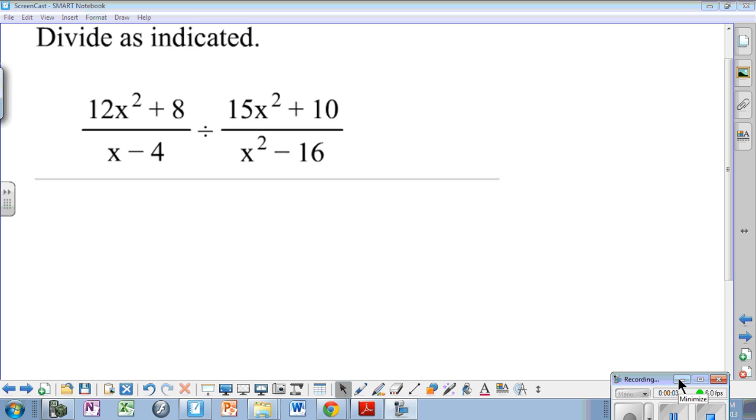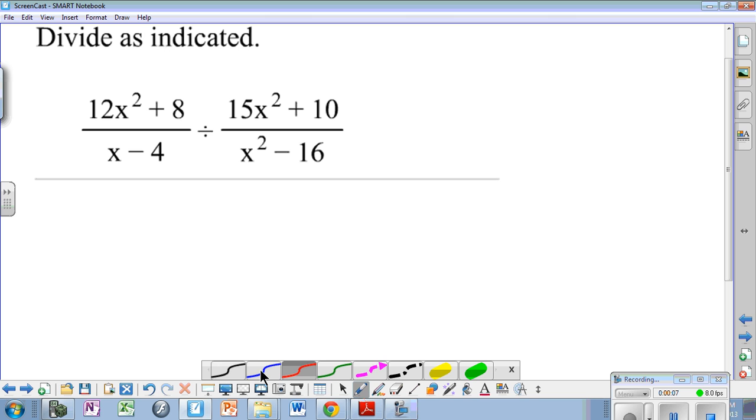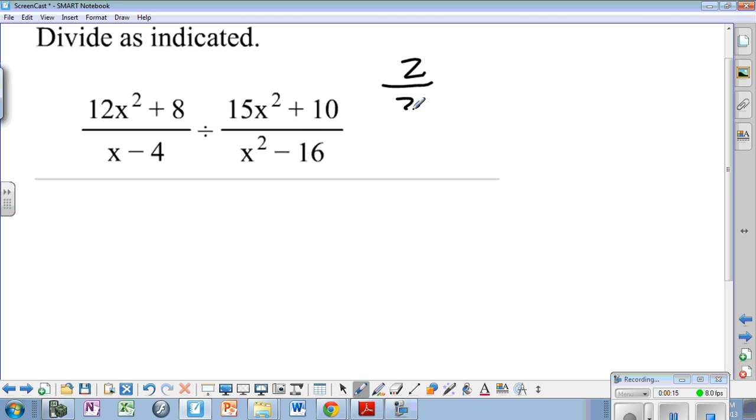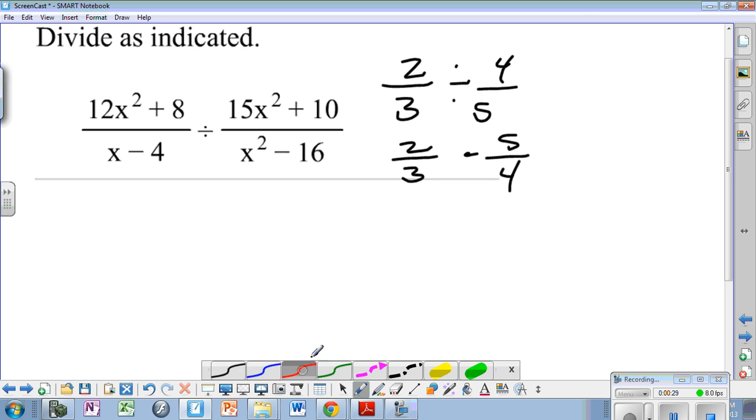Okay, so this problem is a division problem. So we are dividing rational expressions. When you divide fractions, I want to remind you, if you were dividing 2/3 divided by 4/5, you would rewrite this division problem as a multiplication problem. And once it's a multiplication problem, you would look for ways that you can simplify it.